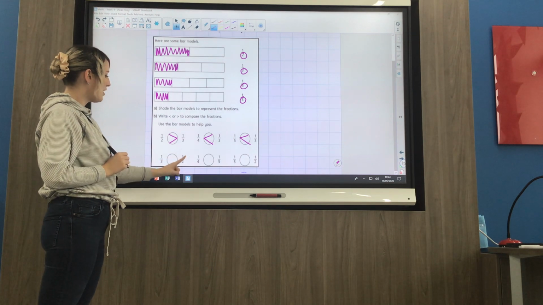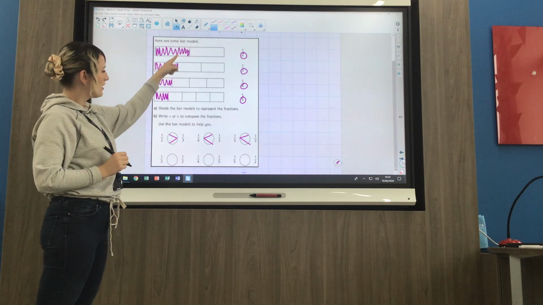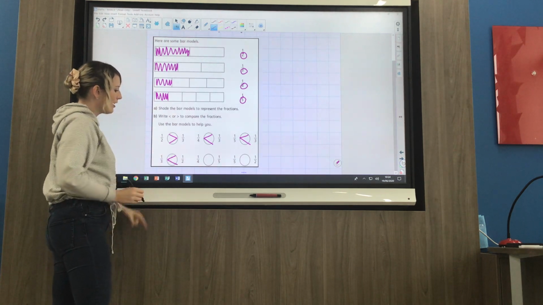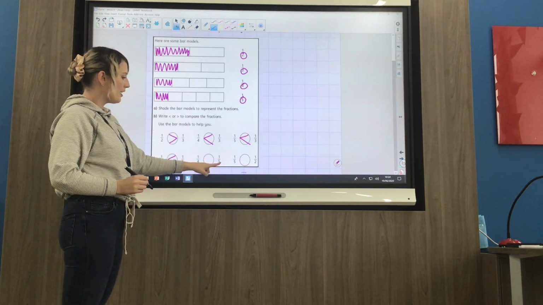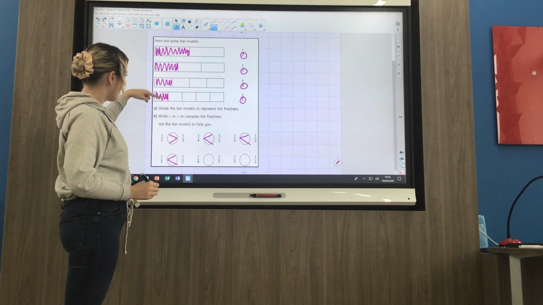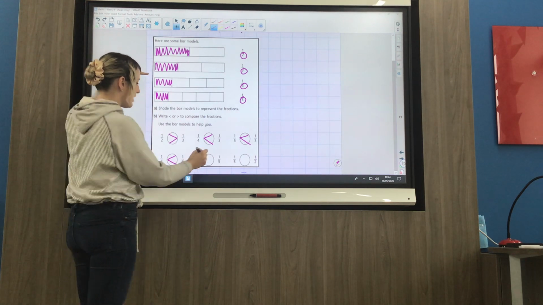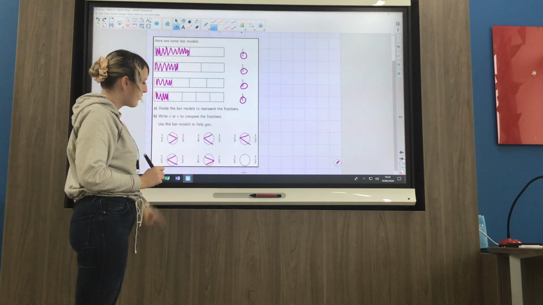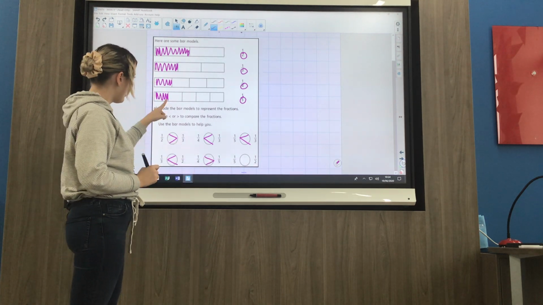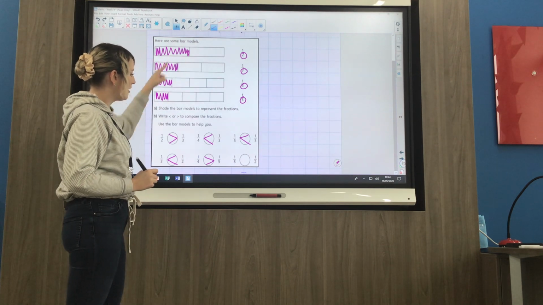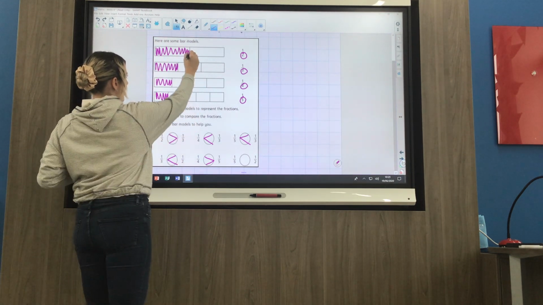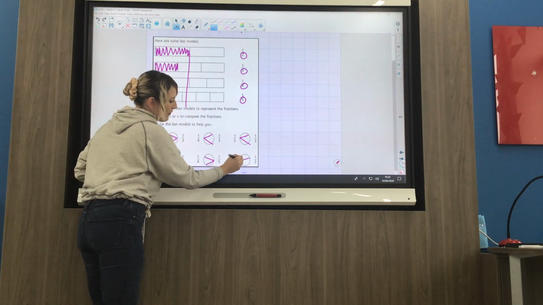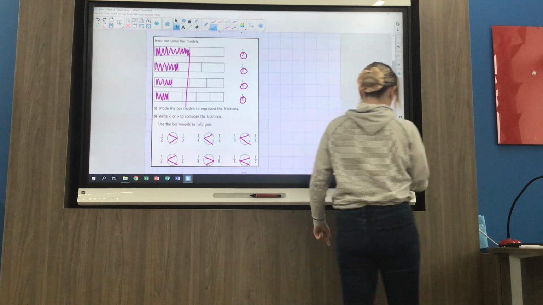Next, I've got 1/3 and 1/2. So again, you can see that 1/2 is bigger, so it's going to point to the 1/2. I've got 1/4 and 1/5. Again, I can see the quarter is bigger, so 1/4 is greater than 1/5. And I've got 1/5 and I've got 1/2. Okay, it's easy to see that 1/2 is bigger than 1/5.